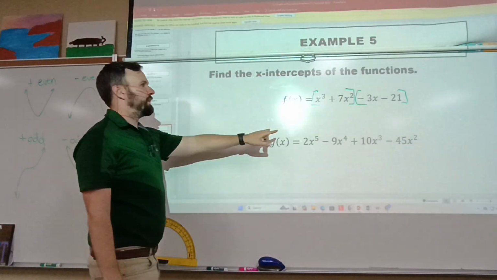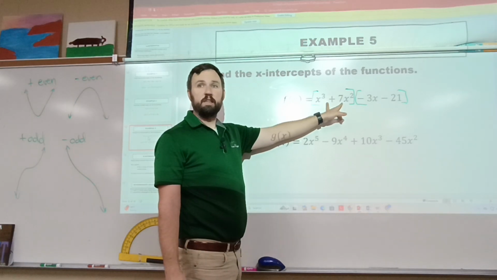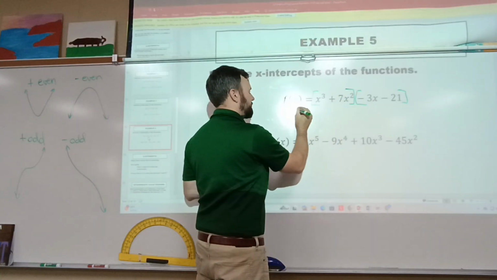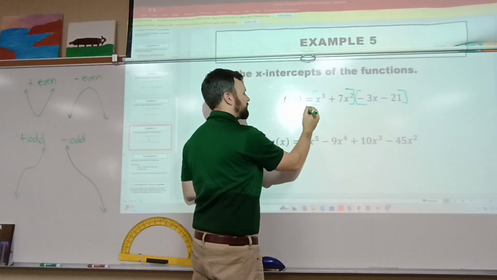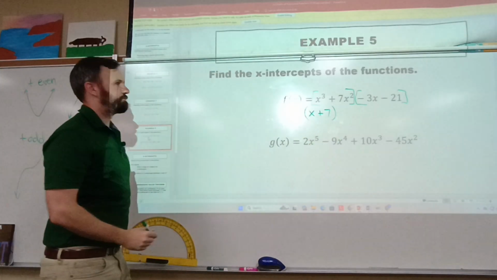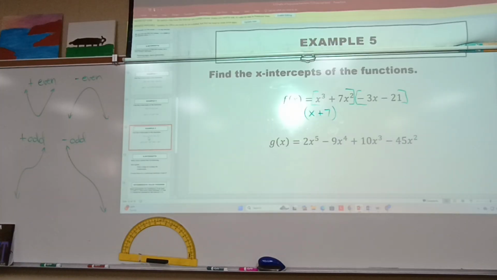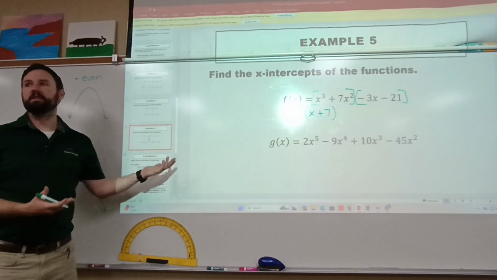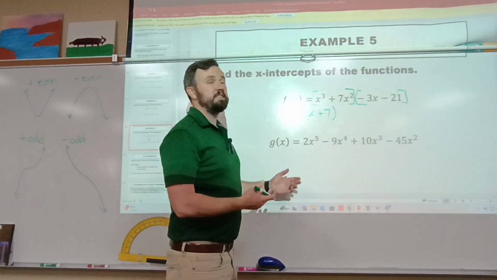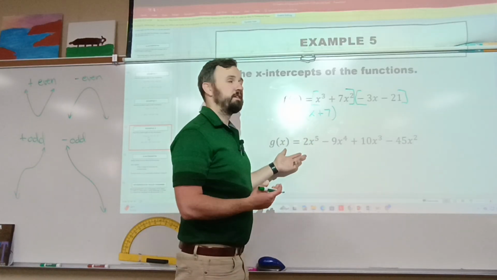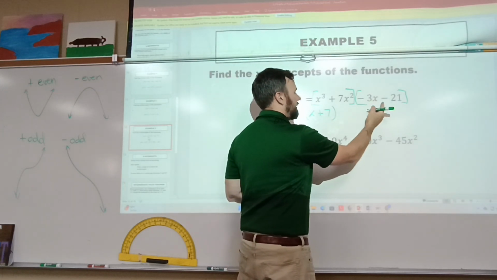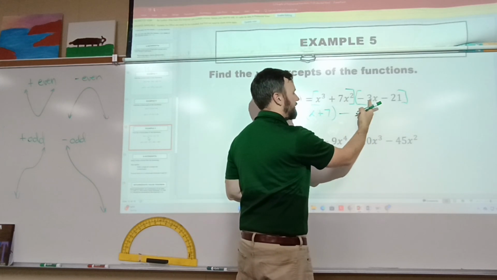In that first two, is there something I can pull out of both of these that they have in common? Look at my smallest one, an x squared, right? So I'm going to pull out an x squared and make this into x plus 7. This one's probably the toughest one of the day, but honestly, if you get good at it, it's actually not a lot of work. What can I pull off both of these to make it look like x plus 7? They're both negative, so I can pull out a -3.